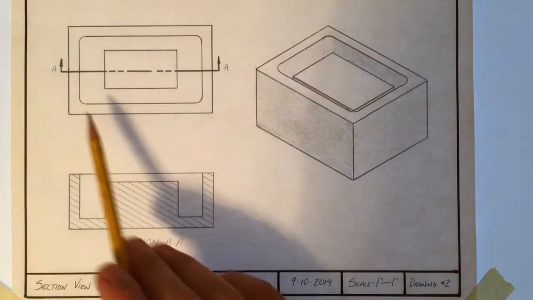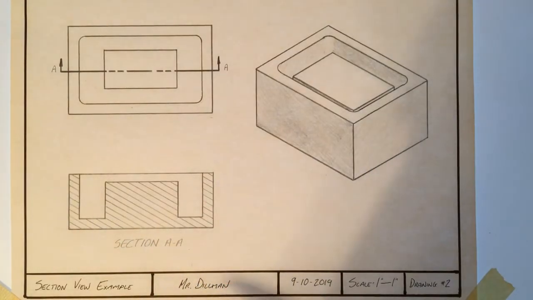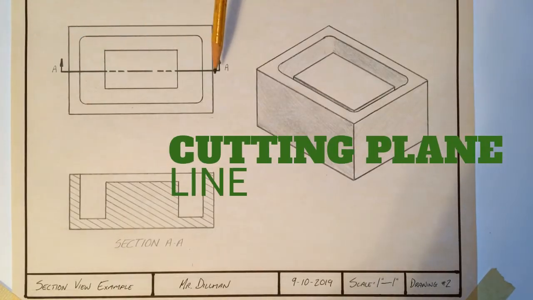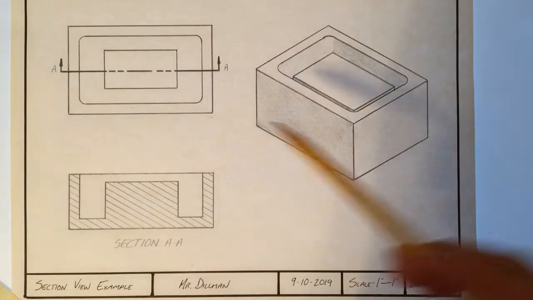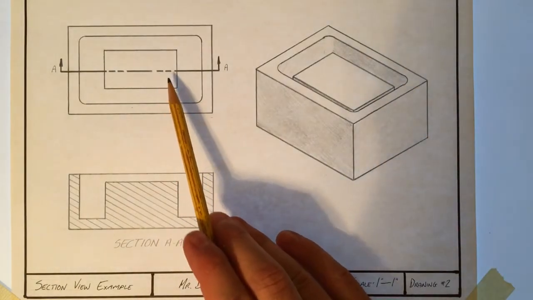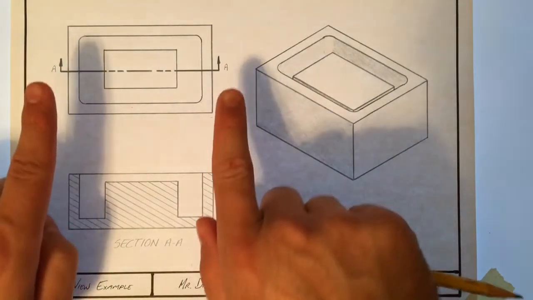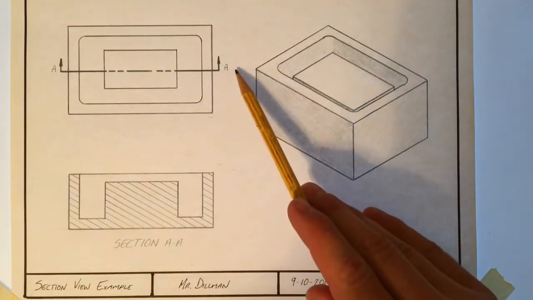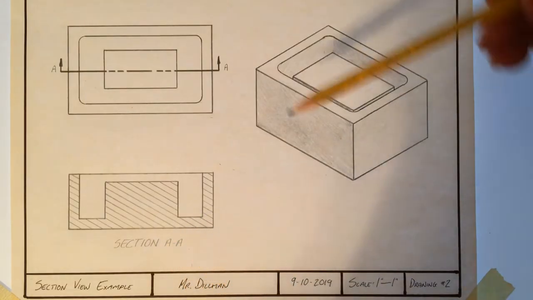The other way to create a section view is to slice through the object in one view and to show the cutaway section in a second view. To do this, we need a cutting plane line to show where the part has been sliced to make the section view. A cutting plane line is the boldest line on the page and uses a double dash pattern. On the end of the cutting plane line are arrows that show the reader what direction the section view will be looking towards, and usually a pair of letters that correspond to the section view in case there are more than one cutting plane line and section view on the drawing.